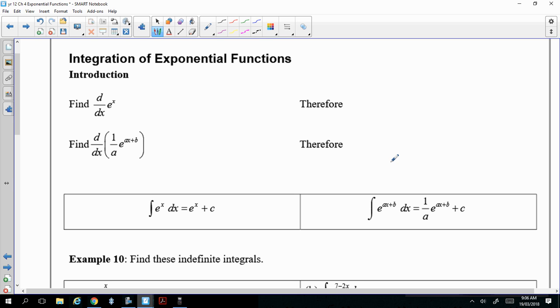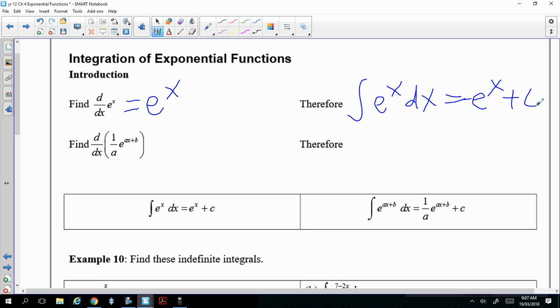Exponential functions. To do that, we first differentiate. We see that if we integrate the derivative, we get the primitive, which is equal to itself plus c. Write it down. And if I differentiate that using the chain rule, you get 1 over a times a e to the power ax plus b. The a cancels.